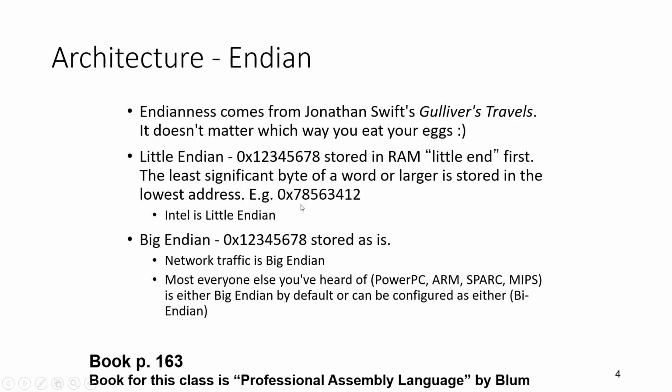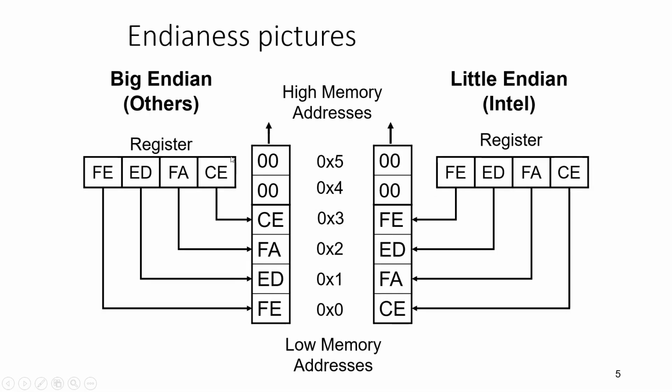Okay, next slide there is an example. So this is the lower memory address, this is the higher memory address, memory is increasing. In big endian you just place it as it is, FE in the lower memory address, ED in the second, and so on. But in little endian we just do the reverse. So this is the lowest order, we will place the CE in here, FA here, ED here, and FE here.